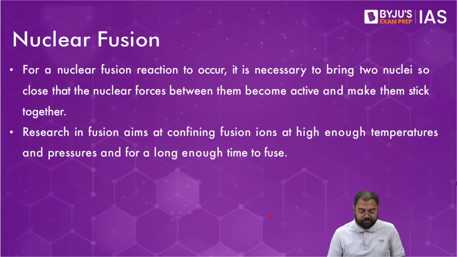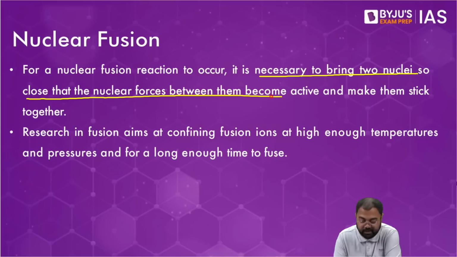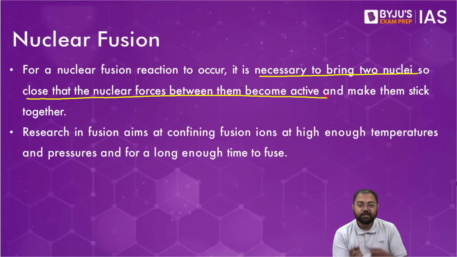Now for nuclear fusion, what we need is to bring two nuclei so close that the nuclear forces between them become active, and then it will make them stick together. And that's why we need these extreme conditions to make them stick together. Otherwise they are stable enough, they're not unstable. You cannot say that hydrogen is unstable, right?